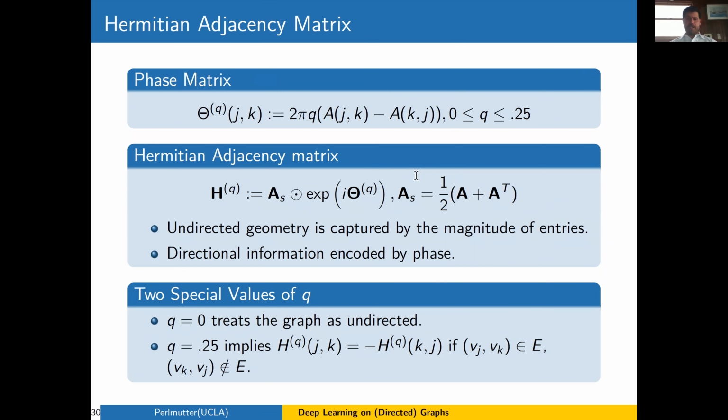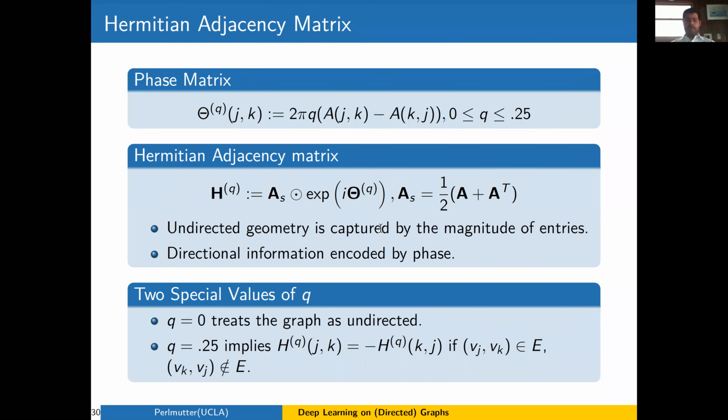So to do this, we first construct a Hermitian adjacency matrix, where we take A_JK and subtract A_KJ, multiply by a parameter Q, and then encode all of this representation into what we call a phase matrix. Then we symmetrize the adjacency matrix and multiply by e to the i theta, where this is defined component-wise, both the exponentiation and the multiplication. So we are therefore using polar coordinates to store the undirected geometry of a directed network, and the magnitude of the entries and the directional information is encoded in this phase matrix.